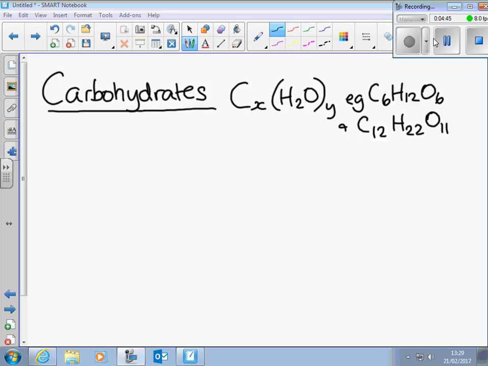Okay, now we classify, well, the basic units are the monosaccharides. Mono meaning single. And then the saccharide bit, I think, really means sweet. So it's the sweet bit, the sugar bit, so single sugar.